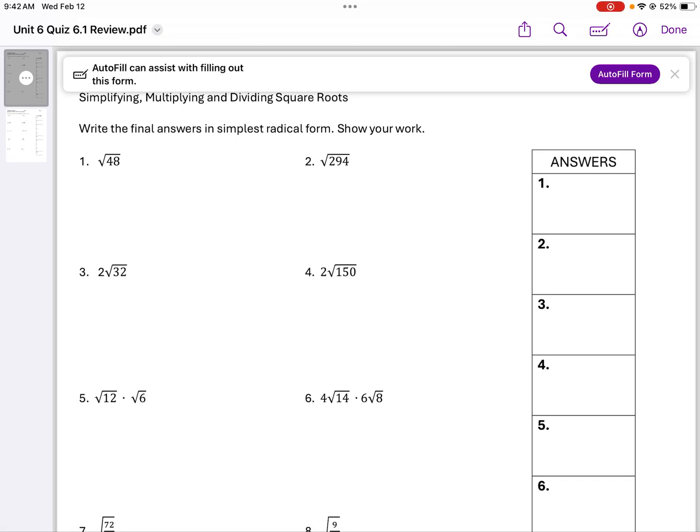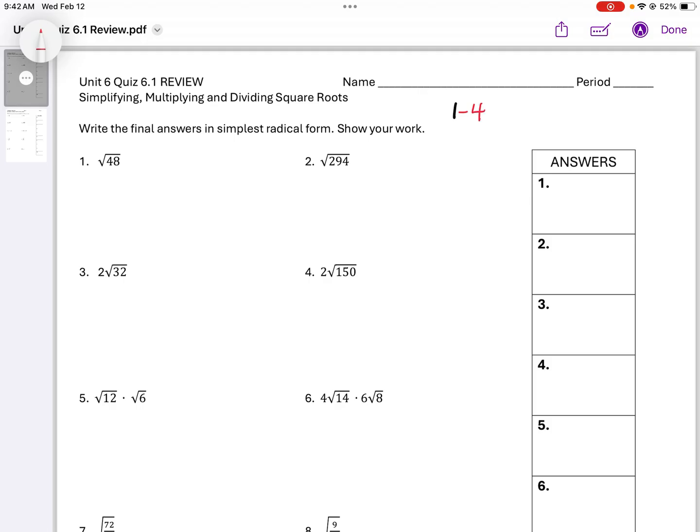All right, so I wanted to go through the review sheet with you guys just to talk through each and every problem. So let's start at the beginning. The first 4 problems, you're going to be simplifying. Okay, so problems 1 through 4, I don't know why that changed colors. You're going to simplify. So remember, you want to look for the largest perfect square that will go into the radicand. Okay, the radicand being the number that's under the radical.